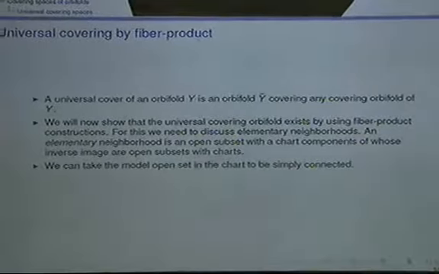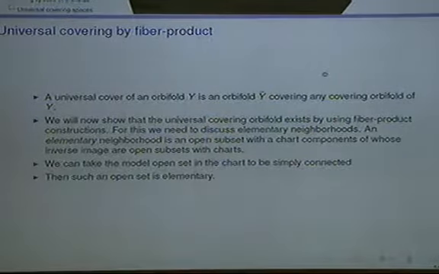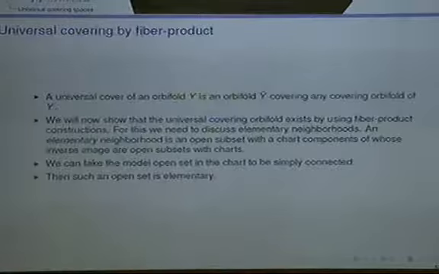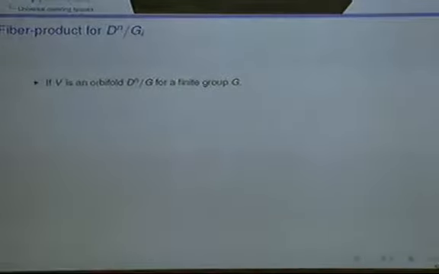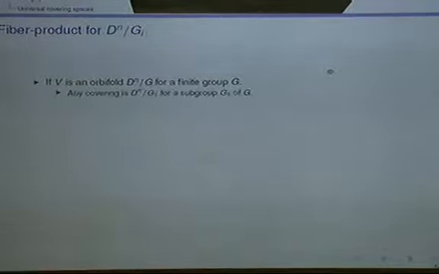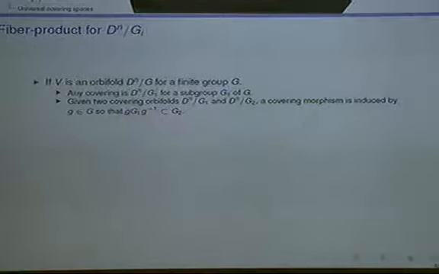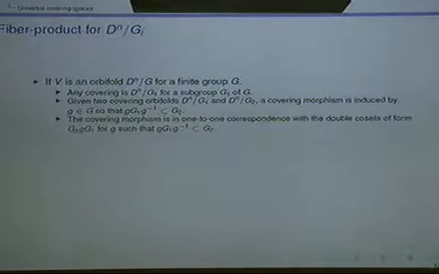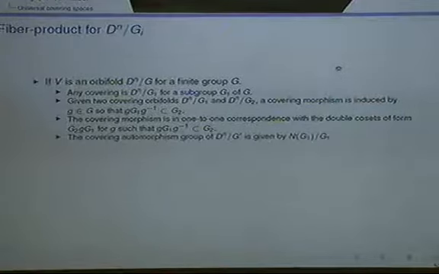You can take the model open set to be simply connected, and these are called the elementary ones. For example, if you have some finite group G acting on Dn, then any covering of it is just Dn by G1 for some subgroup, and the covering morphism is some kind of element of G. The covering morphisms are just a double coset of this form, and the covering automorphism group is going to be the normalizer here.